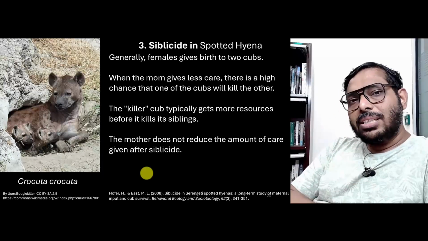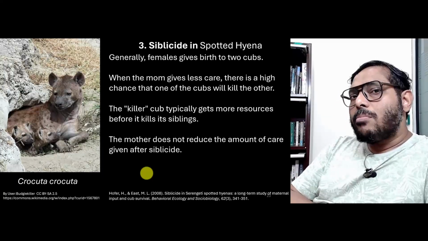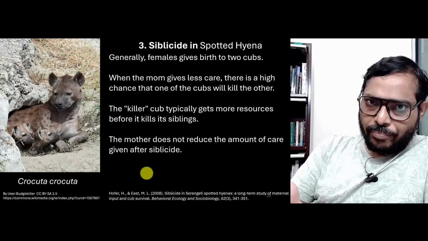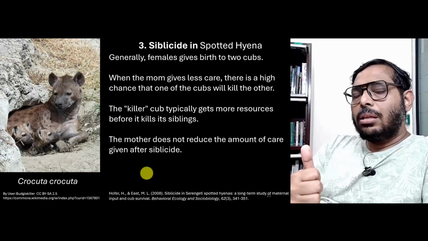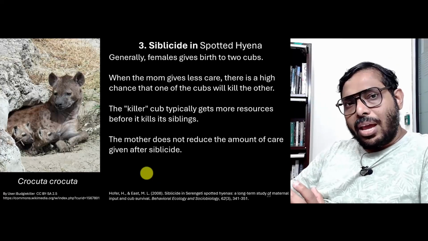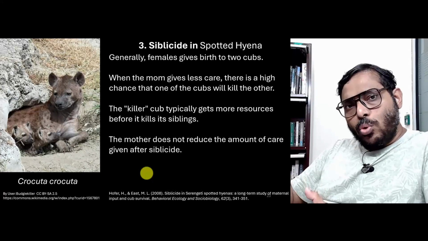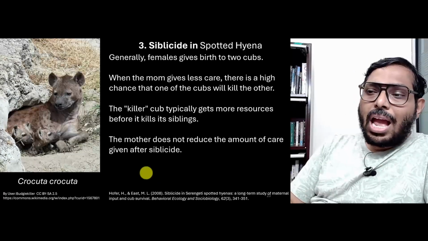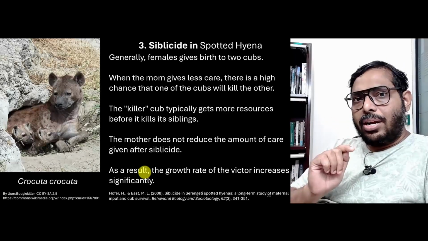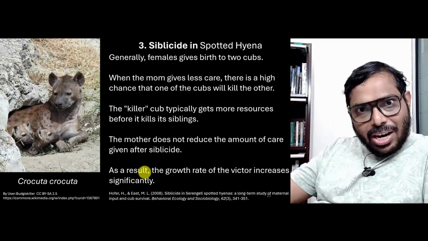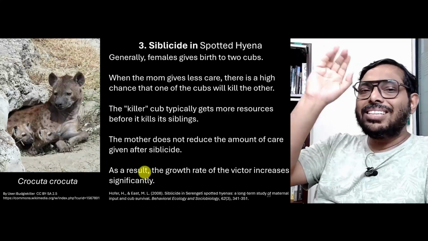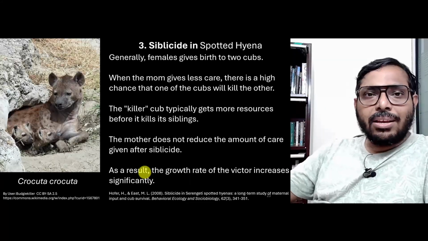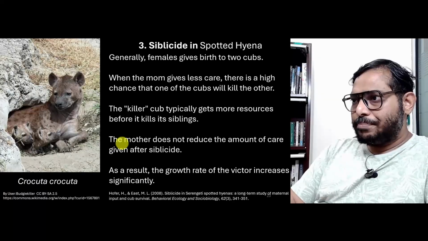Now, very interestingly, in this species, the mother does not modulate the amount of food that she is bringing, the amount of care that she is giving. Because of this, the entire amount of care that was earlier getting divided into 2 now goes to that killer cub, and because of this, the growth rate of the cub which has killed its sibling increases significantly. So, there is a very visible benefit of killing your sibling in the spotted hyenas.